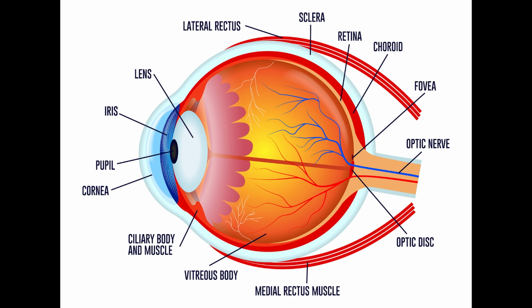Then it passes through a flexible, transparent structure called the lens, which further focuses the light onto the back of the eye by stretching or shortening the ligaments it is attached by, a bit like moving a magnifying glass closer or further away from an object you're trying to see.